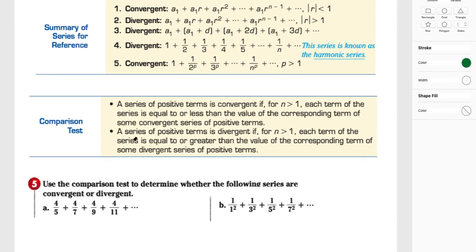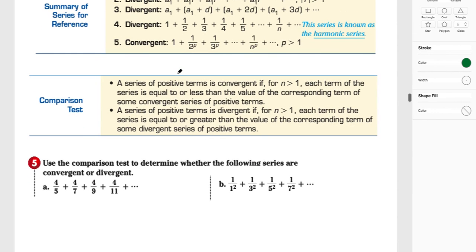The second situation says a series of positive terms is divergent for all n values greater than 1 if each term of the series is equal to or greater than the value of the corresponding terms for a divergent series. So it really is going to be nice for us to hold on to what a harmonic series is and the fact that it is divergent, and this series here, which we know to be convergent. Let's use that for example 5.